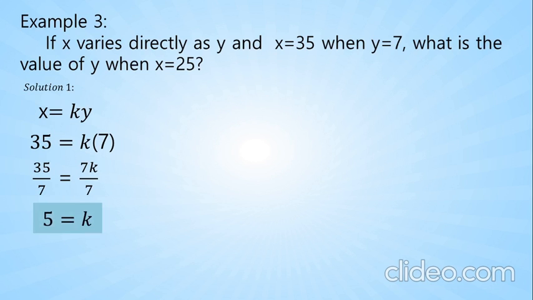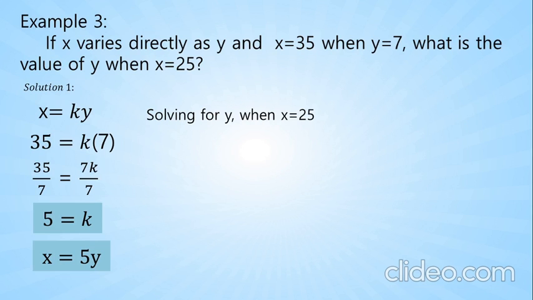Remember that k is the constant of variation. Then we now write the equation of the variation, which is x is equal to 5y.